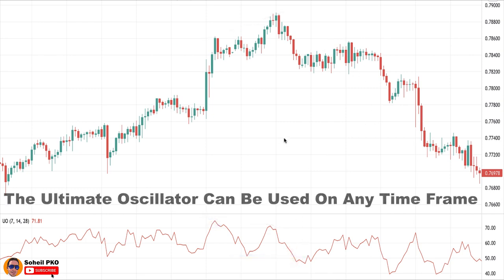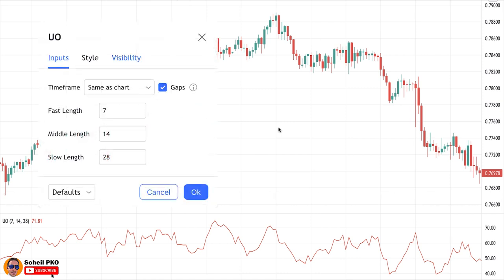The Ultimate Oscillator can be used on any time frame, intraday, daily, weekly or monthly, and the default parameters, which are 7, 14 and 28, usually work well, but sometimes based on the volatility of the asset or the market that you trade, you may need to adjust the settings. For example, for low volatility assets like some stocks, with the default settings, the oscillator may not generate overbought or oversold readings, so you need to increase the sensitivity with a shorter time period.